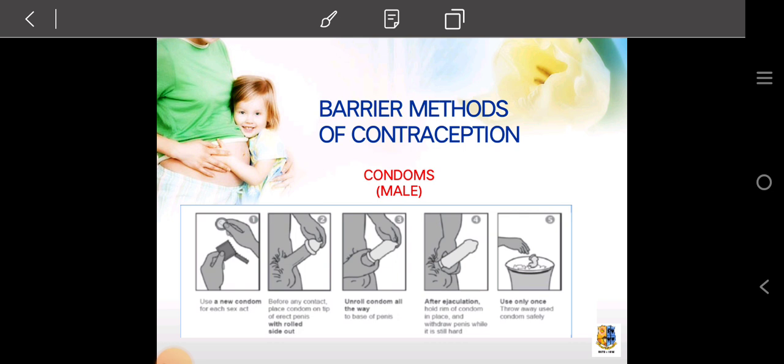On screen, you can see how males can use these male condoms. It has been shown in 5 steps. Use a new condom for each sex act. Before any contact, place the condom on the tip of the erect penis with the rolled side out. Unroll the condom all the way to the base of the penis. After ejaculation, hold the rim of the condom in place and withdraw the penis while it is still hard. Use only once. Throw away the used condom safely.